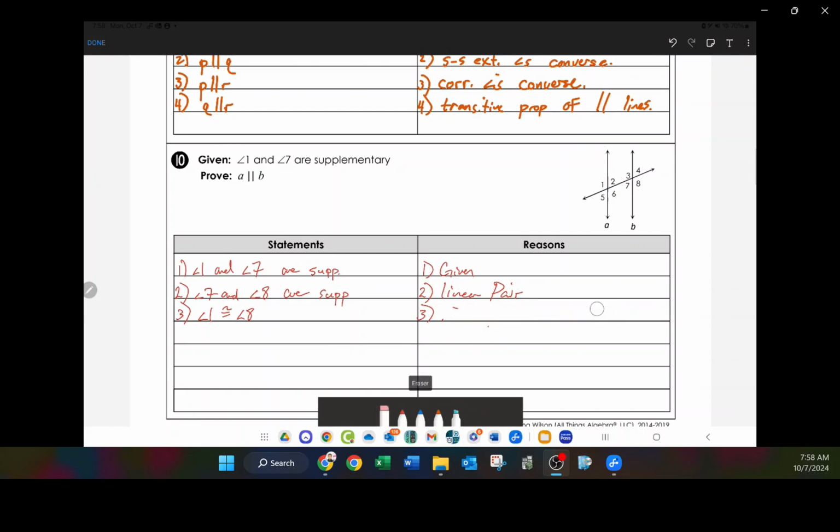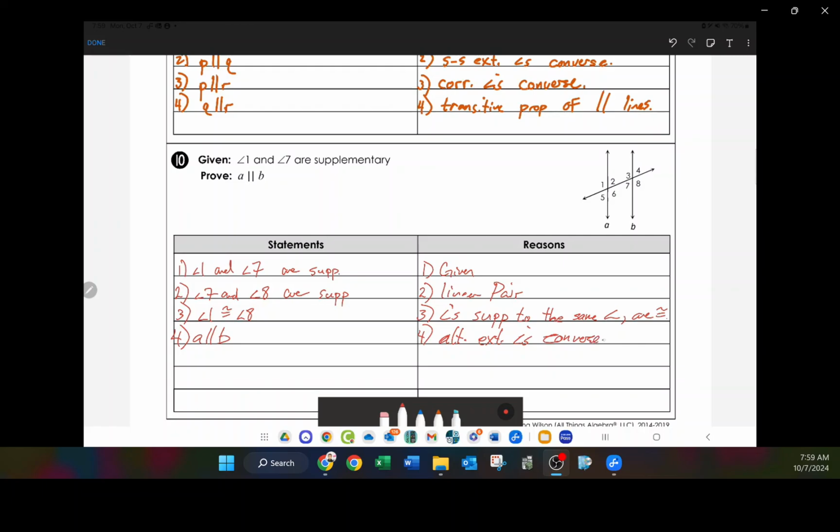Write that clearly. So angles supplementary to the same angle are congruent. Which means we know that A is parallel to B because of the alternate exterior angles converse. Again, we could have gone several ways with this.